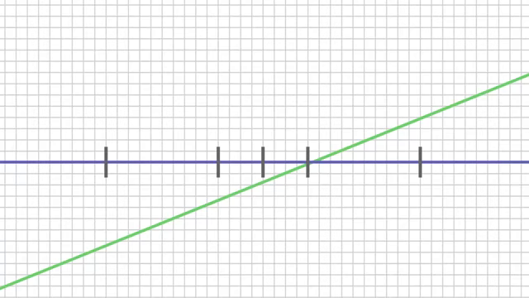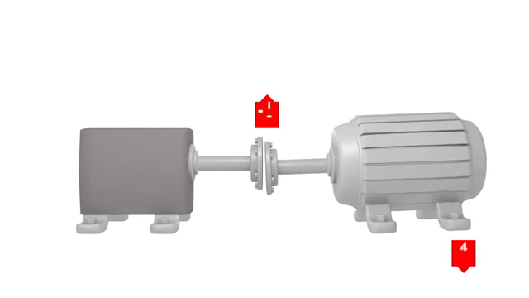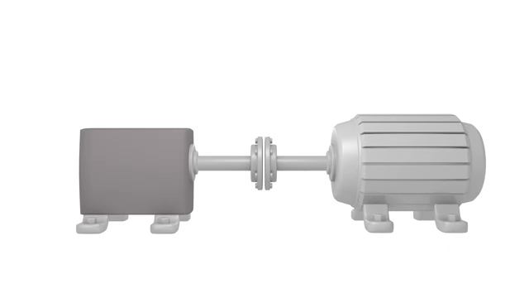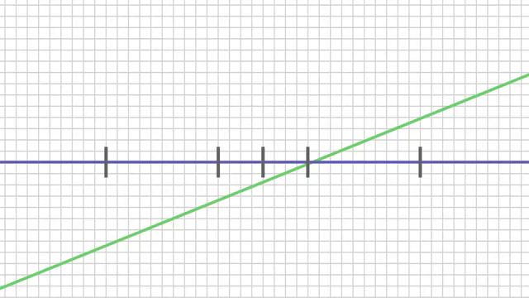In this example, the movable shaft is sitting low at the coupling, but high at the rear feet. Since we induce the angular misalignment by adding 20 thou to the back feet, the only way to correct the misalignment is by removing 20 thou to lower the rear feet. At this point, we might hear an aligner ask, I can see that the shaft is low at the coupling. So why is the laser telling me to lower the feet if the shaft is already low at the coupling? It just doesn't make sense. Careful examination of this graph provides the answer.